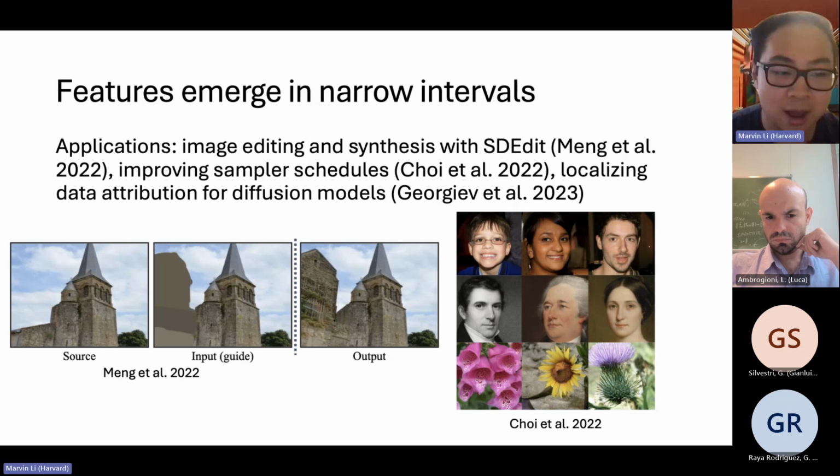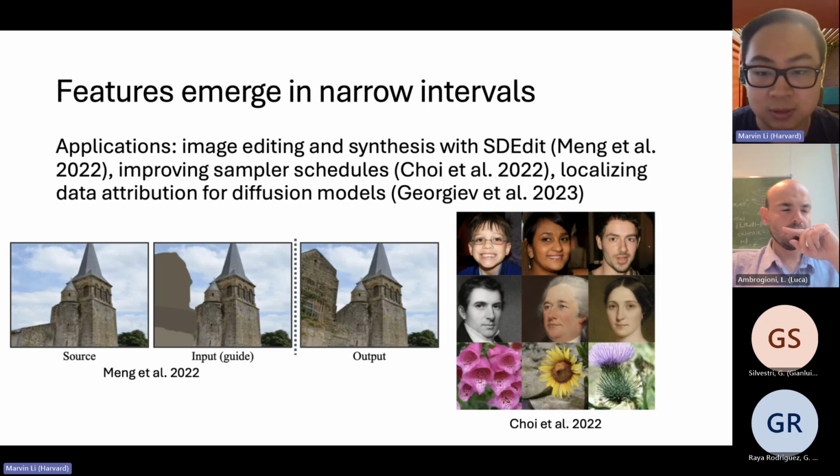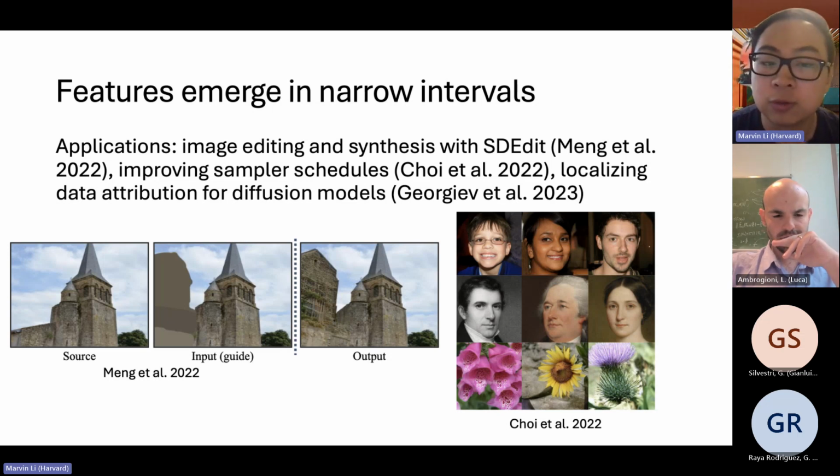So why might you be interested in this? There have been a lot of applications for this. For the noising and denoising procedure I described, it's been used in SDEdit for image editing and synthesis. So you give it some sort of base image, and you want it to modify it but stay based off of that. You can do this by noising and denoising the original image and blurring out some parts of it to varying degrees. Another thing it's been useful for is improving sampler schedules.